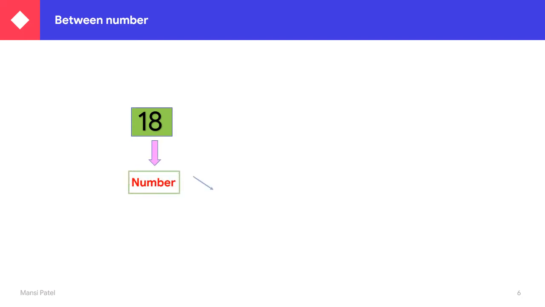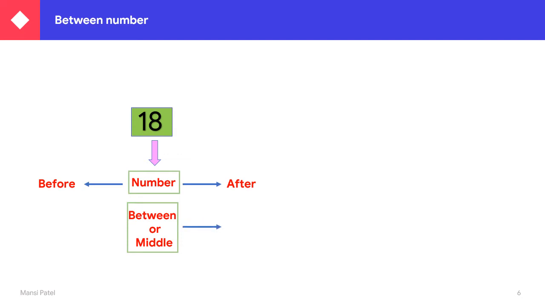So on the right hand side you are getting the after number, and on the left hand side you are getting the before number. Another name for this 18, we can say this 18 is the between number, this 18 is the middle number. Again, after 18 you get the successor, and before it you are getting the predecessor.